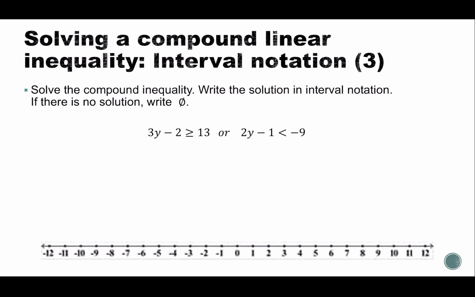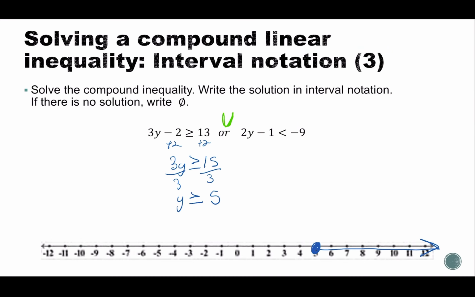Next, I have 3y minus 12 is greater than or equal to 13, or 2y minus 1 is less than or equal to 9. So or means I'm looking for the union, right? Let's go ahead and switch back to blue and solve this equation on the left. I'm going to add 2 to both sides. 3y is greater than or equal to 15. I divide both sides by 3. Y is greater than or equal to 5. So here's 5, closed dot, shading to the right because it's greater than.